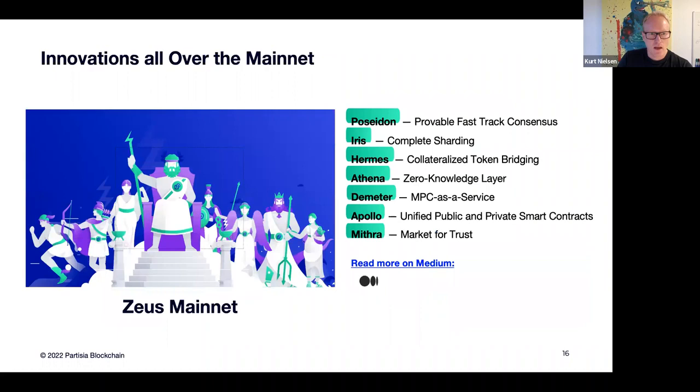There are a number of innovations that solve for all of this, and I'm not going to go into all of them. I will touch on some of that. There's the way we do consensus in a provable way. That's the way we scale with sharding. There's the way we collateralize the token bridge. There's the zero knowledge layer, the private and public coordination of data, and the smart contracts coming in. And then there's what we call a market of trust that is continuously incentivizing and rewarding the most trusted nodes in the network. So everything becomes stronger and stronger as the network evolves.